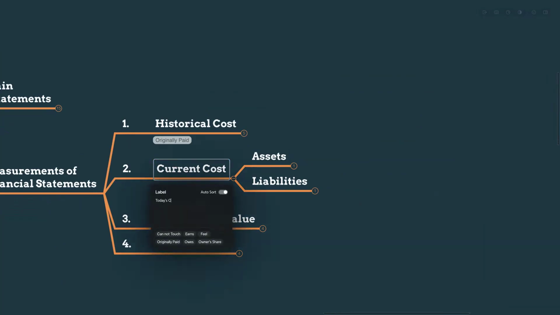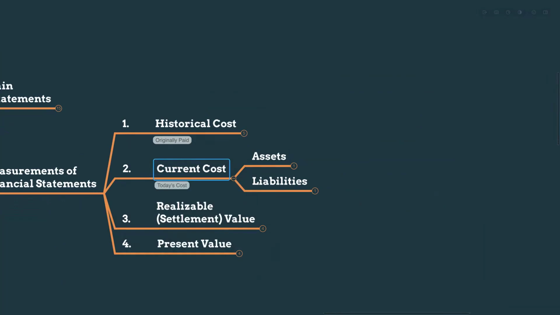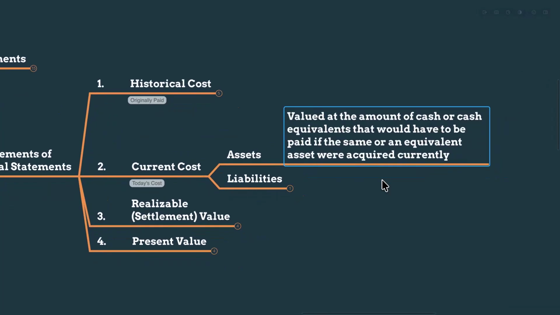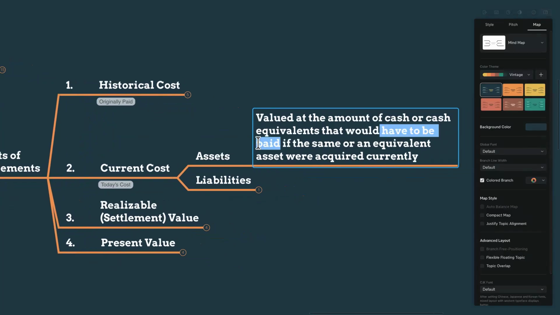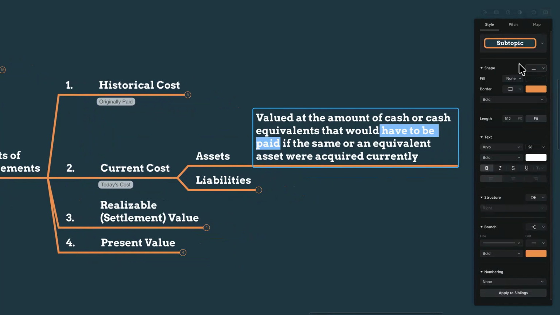Right? It is actually today's cost. In today's terms, currently, how much are our assets worth that were purchased before 5 years ago? Or if you got some bank loan, how much you have to pay now, including interest and everything. That is current cost, right? So, assets are valued at the amount of cash or cash equivalents that would have to be paid if the same or an equivalent asset were acquired currently.